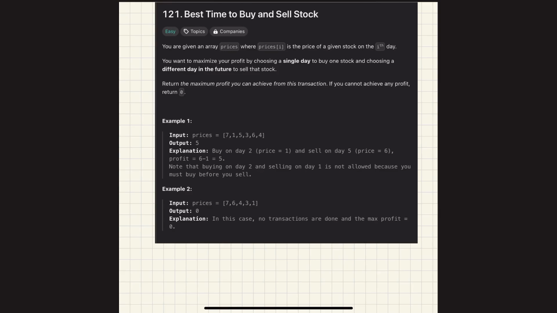Today is another LeetCode problem. Today we're doing 121, best time to buy and sell stock. It's a very easy question.